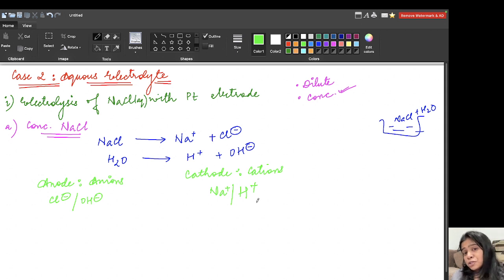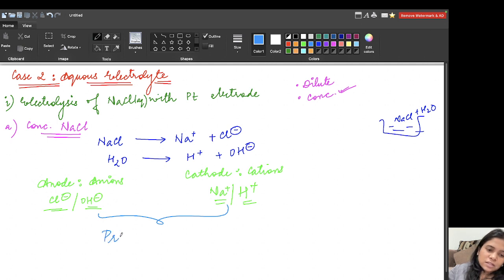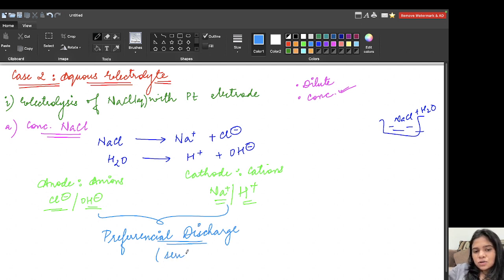Now there is a confusion. What will actually be liberated at anode and actually at cathode? Because there are two things, right? 2 anions and 2 cations, right? So now what is our confusion? Which one will get liberated? So the answer to this is preferential discharge. So this thing is a series. You need to learn a series of elements.